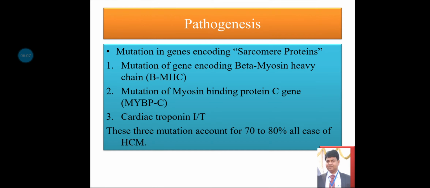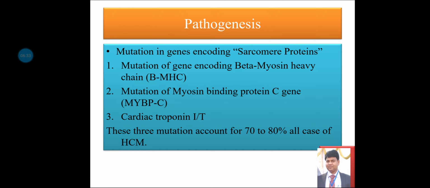The pathogenesis is basically concerned with mutation in the gene. As I said, this mutation is of dominant type, in which if one allele is defective, then the person will have the disease. This type of cardiomyopathy is very common in young patients.